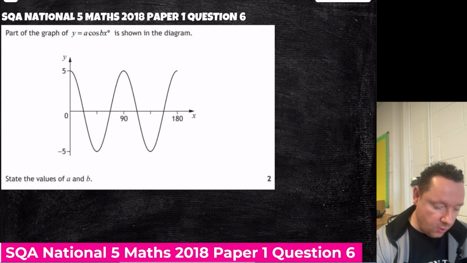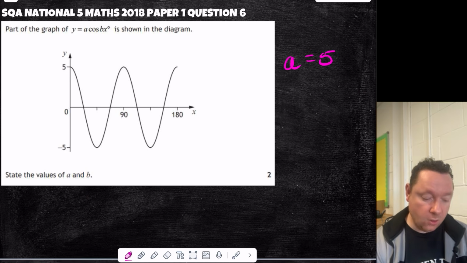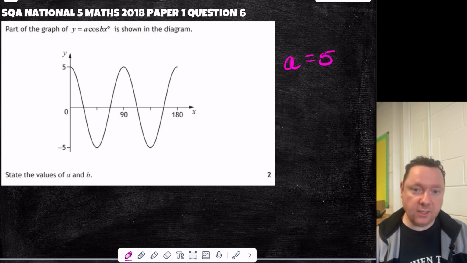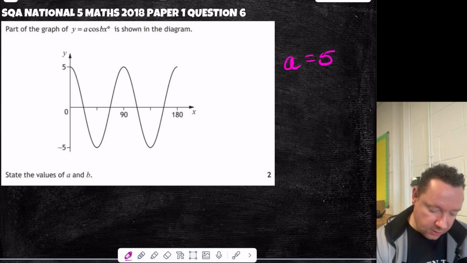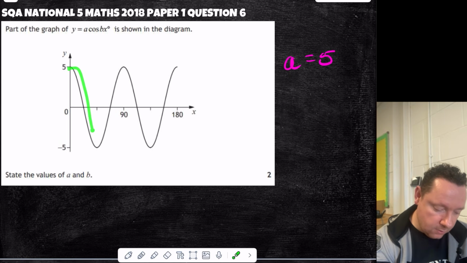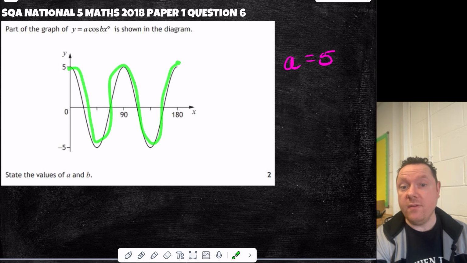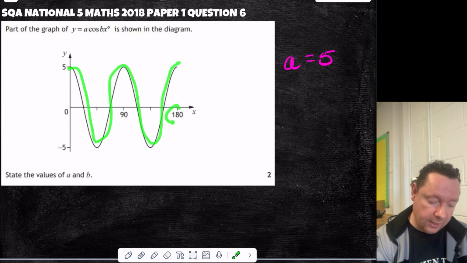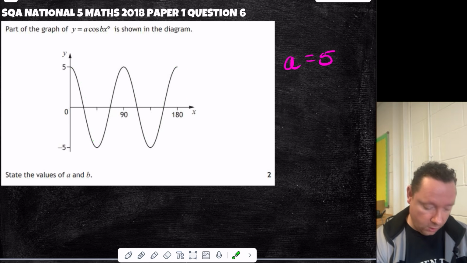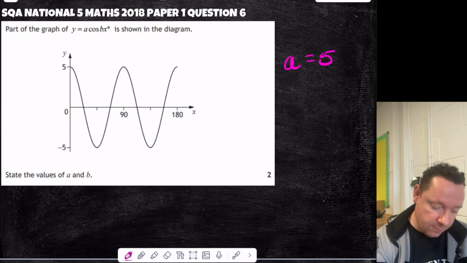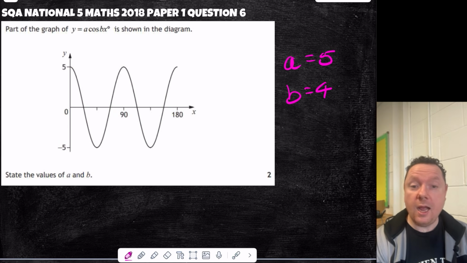The graph of A cos bx is shown. What's A and B? Well, A is equal to 5 straight away, because the max and the min is 5 and minus 5, the amplitude. And how many graphs is there up to 360? Well, it looks like there's 2, but be very, very careful. It only goes up to 180. So it means there's actually 4, double that. So that means that B is equal to 4, and we're done there.